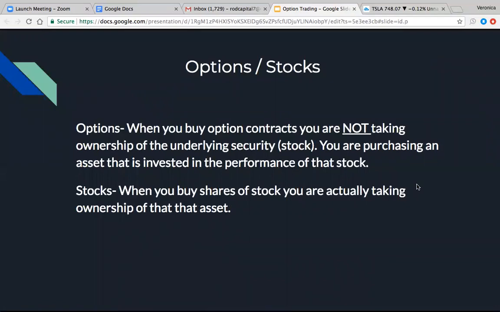Options versus stocks. When you buy option contracts, you are not taking ownership of the underlying security, the stock. You are purchasing an asset that is invested in the performance of that stock. Stocks, however, when you buy shares of stock, you are actually taking ownership of that asset. You own those shares.